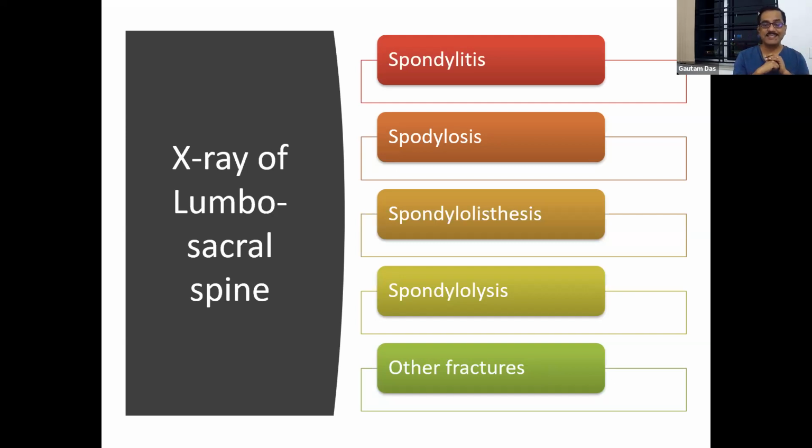Then spondylolisthesis. What is it? One vertebral body is slipping over the other. If it is slipping anteriorly, it is anterior listhesis. If it is slipping posteriorly, it is posterior listhesis. And the listhesis can be because of two reasons.